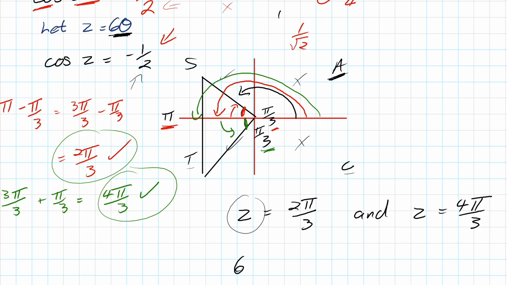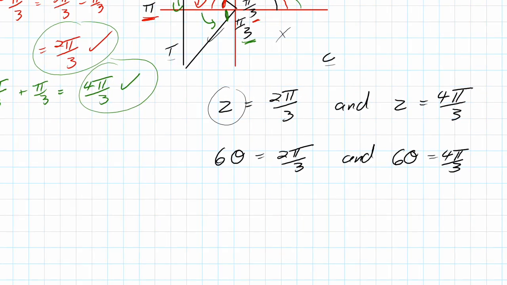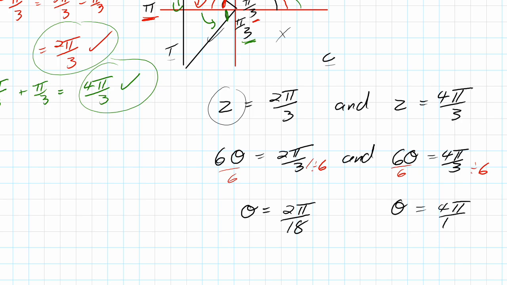We're going to go back, and this says 6 theta is equal to 2 pi over 3, and 6 theta is equal to 4 pi over 3. Well, now to isolate theta, we divide both sides by 6, just like dividing this by 6, divide this by 6. And if you use your calculator very quickly, you'll get theta is equal to 2 pi over 18, which I can simplify, and theta is equal to 4 pi over 18, which again, we can simplify both of these.